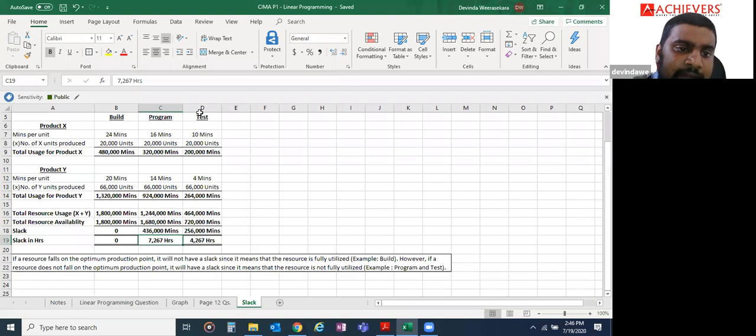So what this tablet company can do is, since they have 7,000 hours of program and 4,000 hours of test remaining, they can accept subcontract orders for a company who doesn't have enough capacity, right? So a tablet company can put an advertisement or something and say, we have 7,000 hours of program, 4,000 hours of test extra capacity.